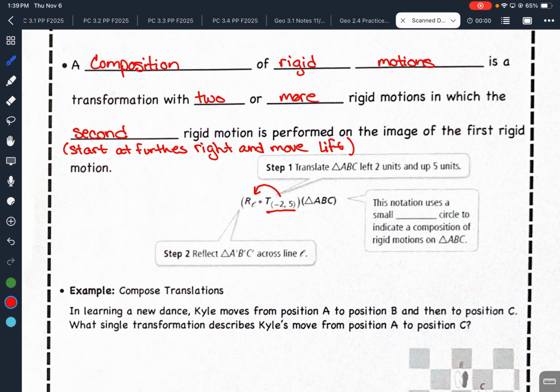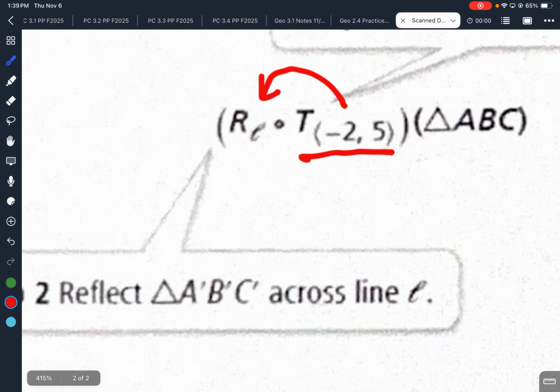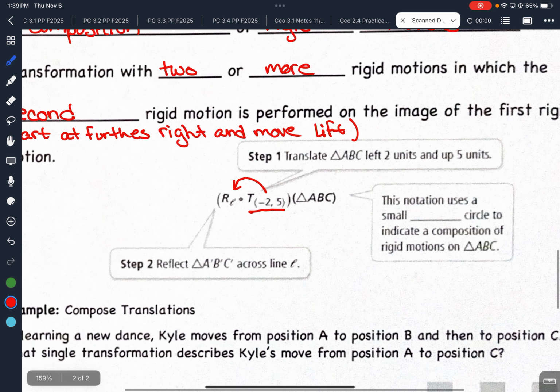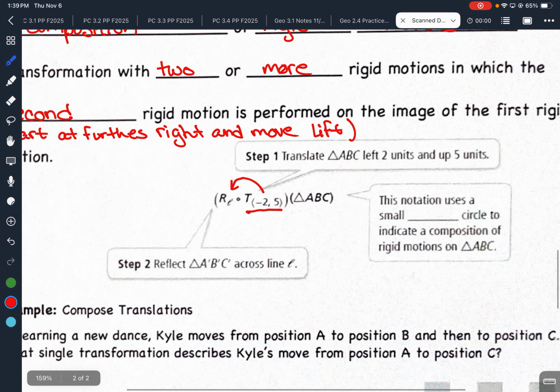So this symbol right here, which you can barely see, now can you see? Is it a closed circle or an open circle? Open. Okay, that's important. It's an open circle. It is not a closed circle. So over here it says the notation is used. This notation uses a small open circle.